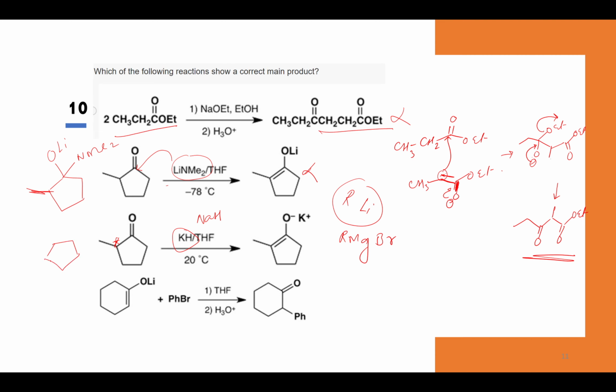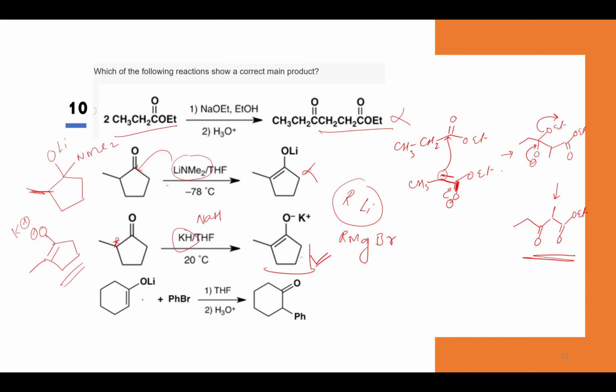The enolate will look this way. Now this O minus will take up the potassium ion because charge stabilization should be there, and it will become this intermediate. So this is the correct answer we are getting here, right? So this is the correct option. We have to find out the correct answer.